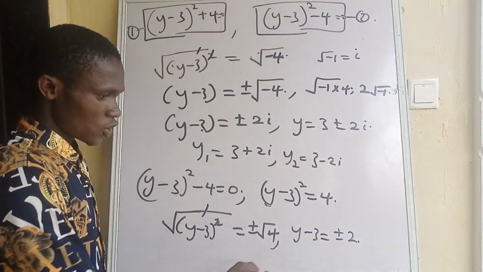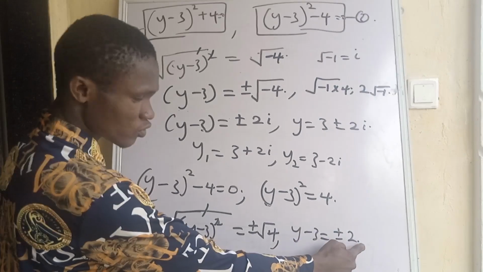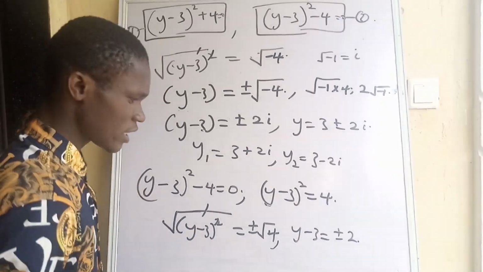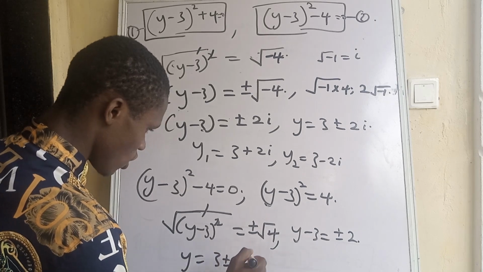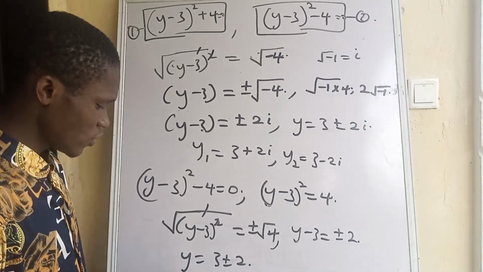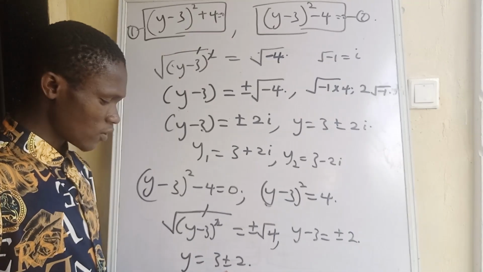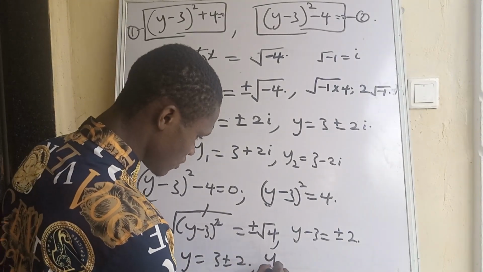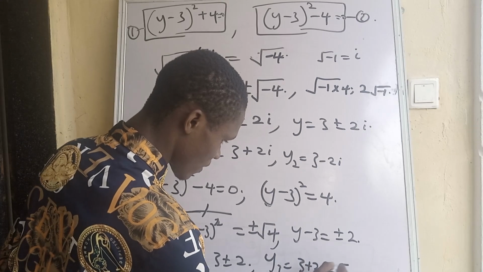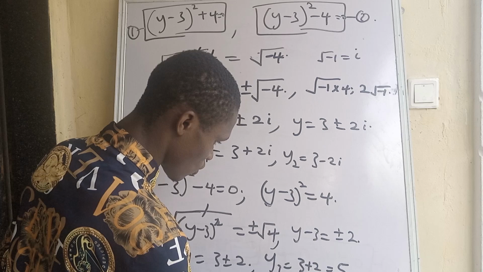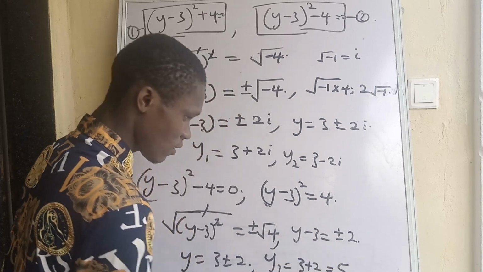To make y stand on its own, we bring this to the right hand side of the equation. So y equals 3 plus or minus 2. We are also having two values here because we have two signs, plus and minus. So we can simply say y3 equals 3 plus 2, which equals 5, and y4 equals 3 minus 2, which equals 1.